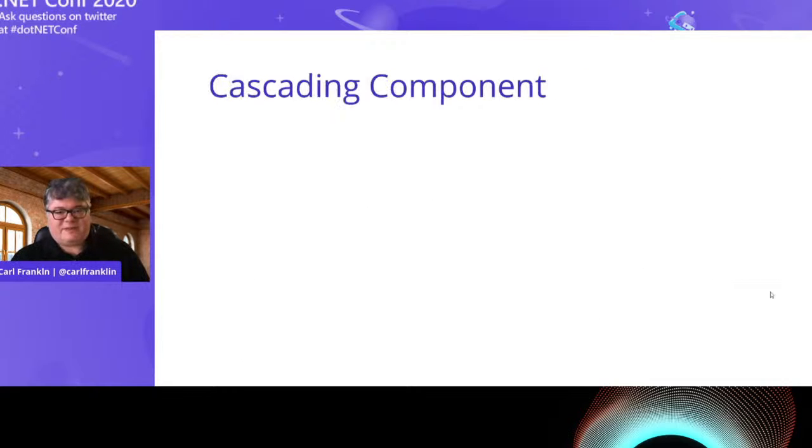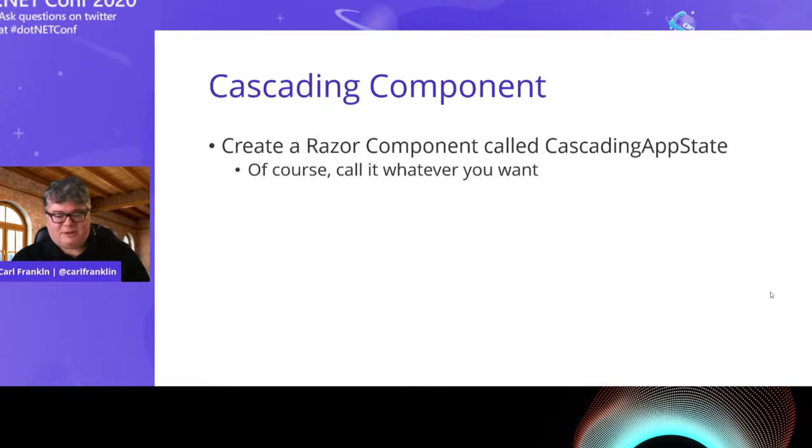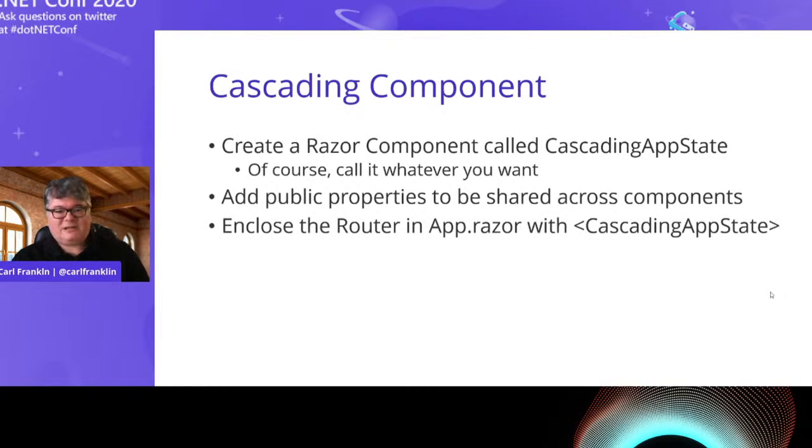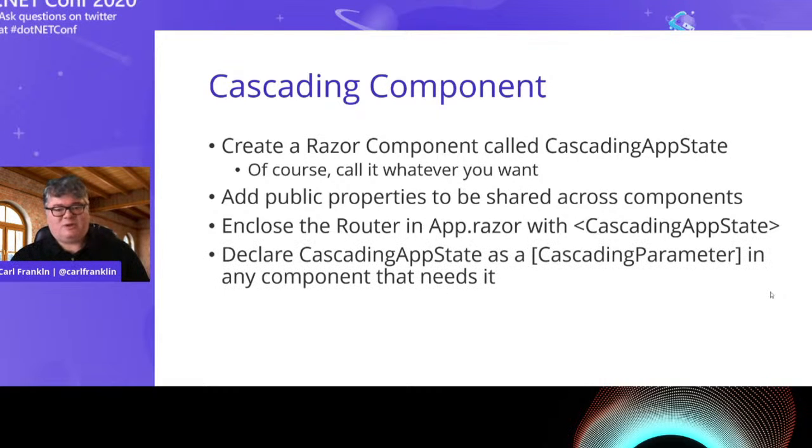All right, so for the cascading component method, we're going to create a Razor component. I called mine cascading app state, but of course, you can call it whatever you want. You add public properties to be shared across components. Then you enclose the entire router in App.razor with this cascading app state. And then anywhere you want to use it, you declare it as a cascading parameter.